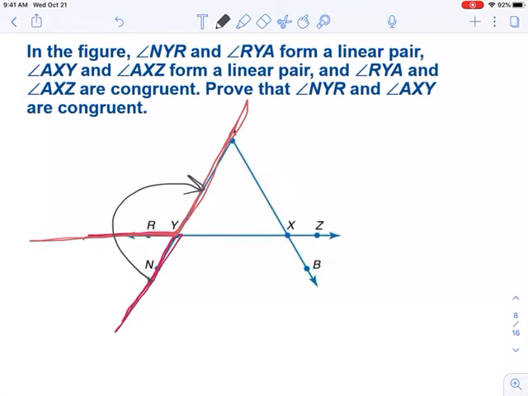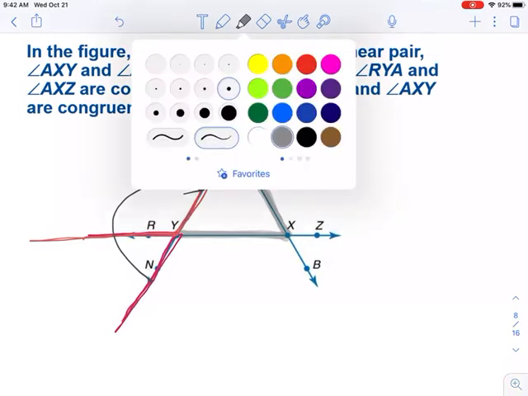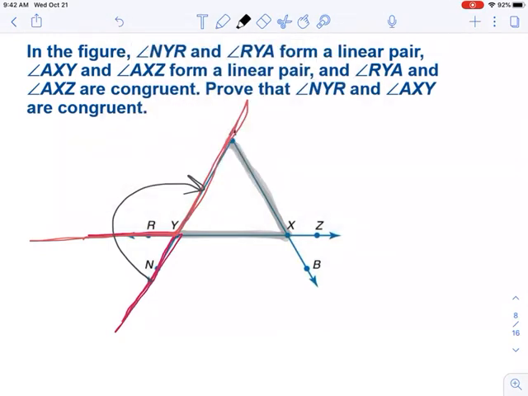All right. AXY. Oh boy. I'm going to go highlighter this time. AXY, that's this angle here, and AXZ. Wait a minute. AXY and AXZ form a linear pair. AXZ, that's this one out here. These two form a linear pair as well. That's handy to know because they are supplementary.